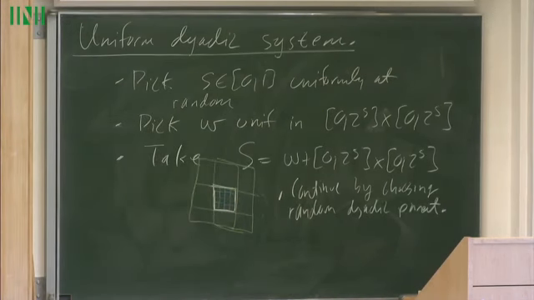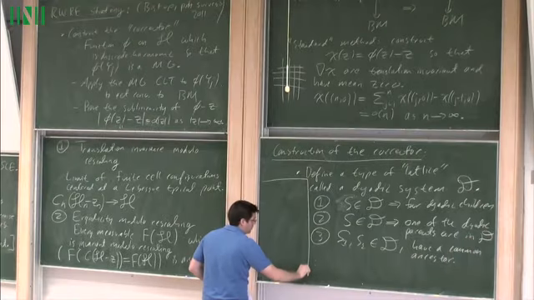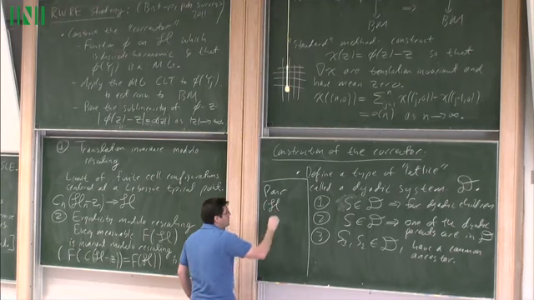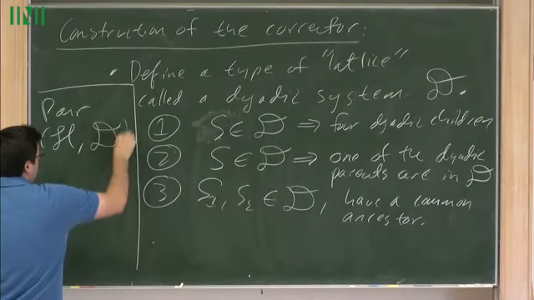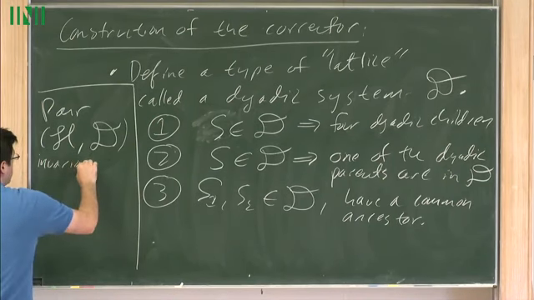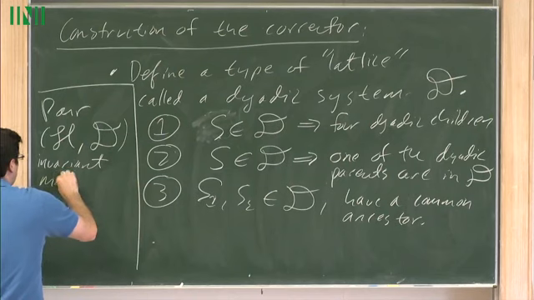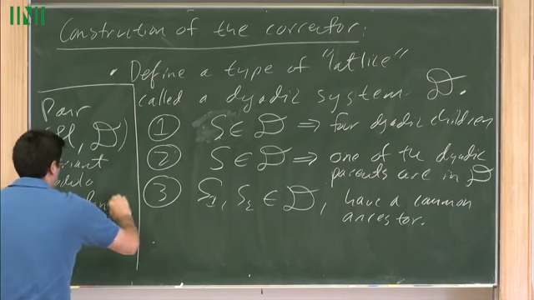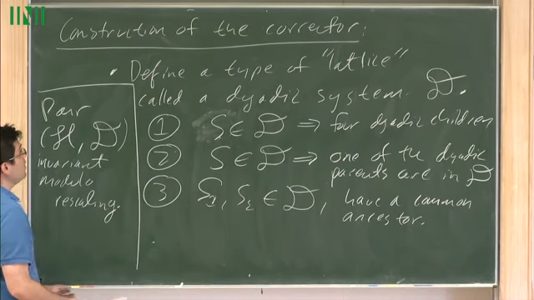And the point of doing it in this particular way is that if you have a uniform dyadic system, then you can check that the pair, which consists of your cell configuration and your uniform dyadic system, is also going to be invariant and ergodic modulo rescaling.